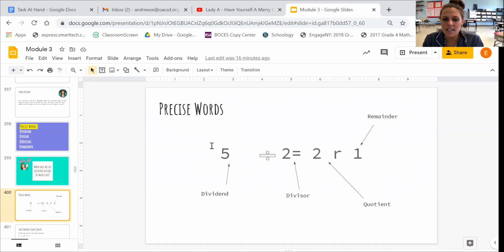So the dividend is the amount that we start with. The divisor is how many groups we're breaking it up into. And the quotient is the answer. A remainder is how many that do not fit in the equal groups. It's the one that's remaining, okay?